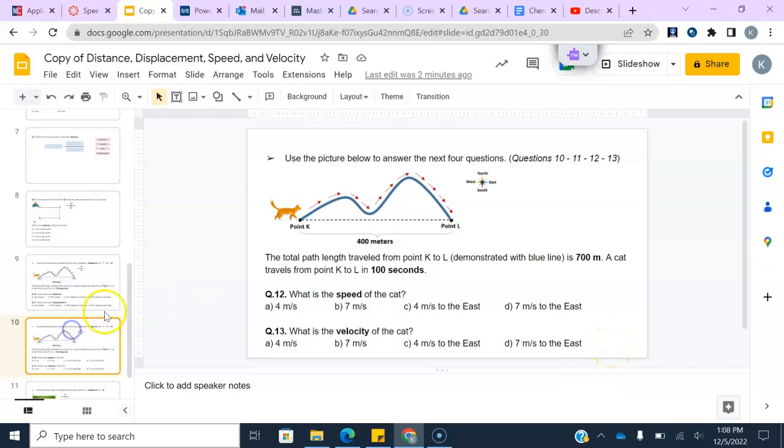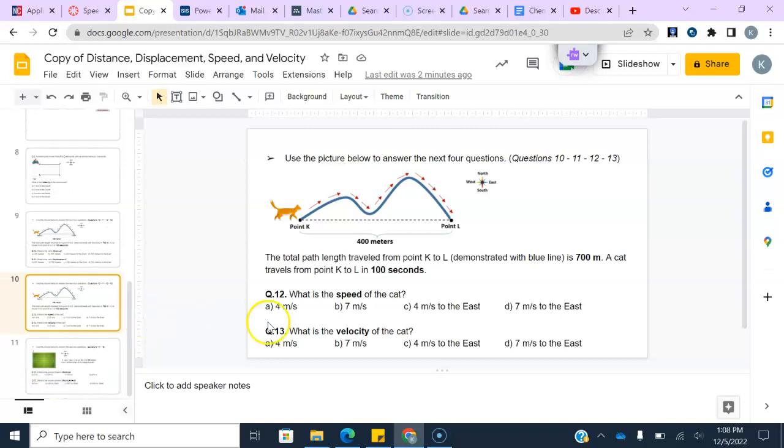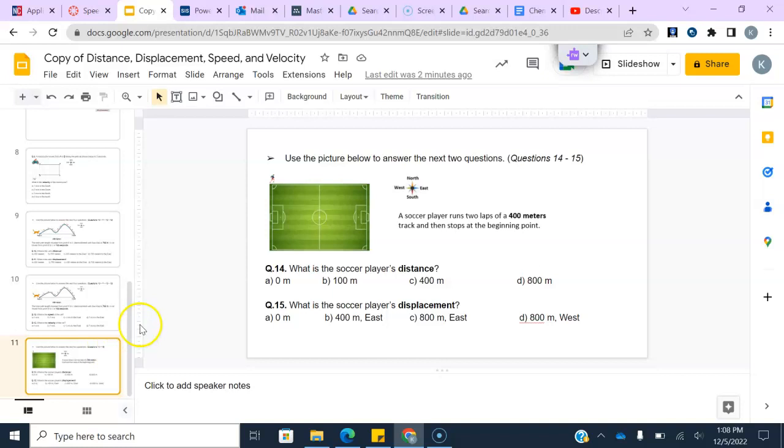Okay, same for speed and velocity. Speed does not have direction because it's scalar. Velocity does have a direction because it is a vector quantity. Okay, and that's pretty much it.